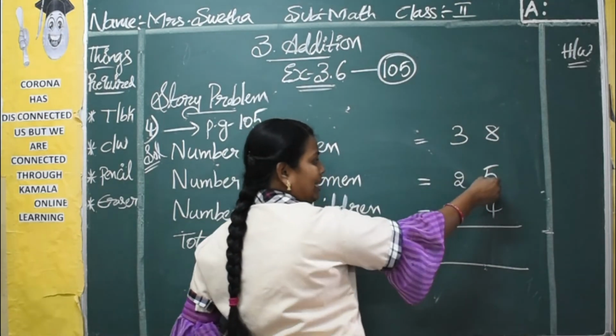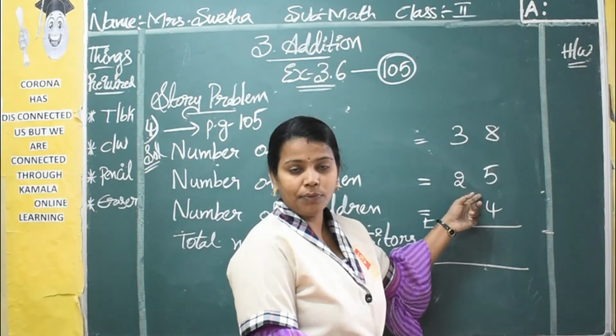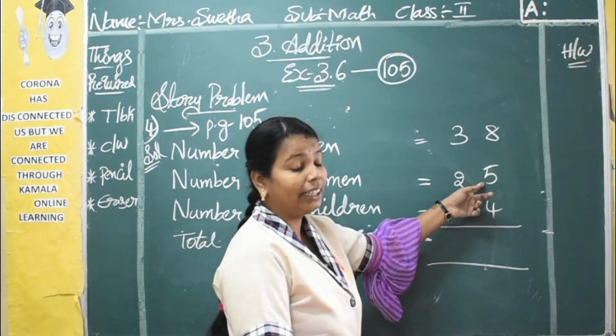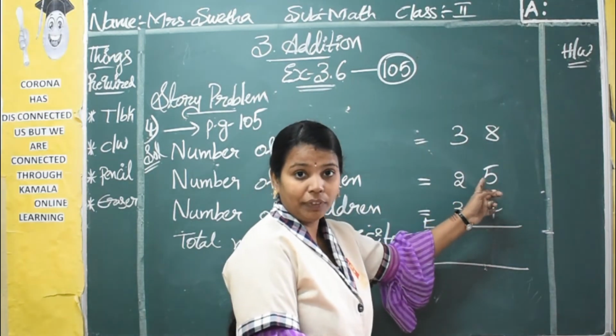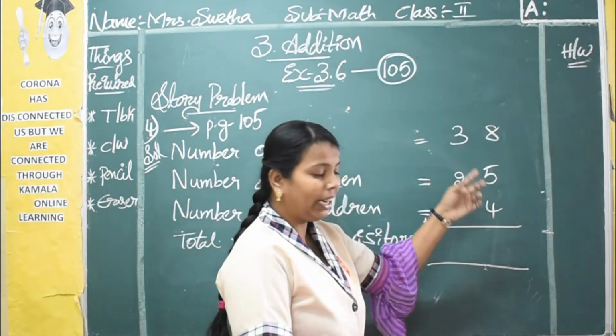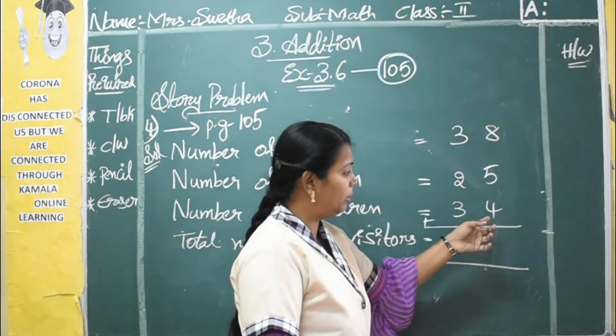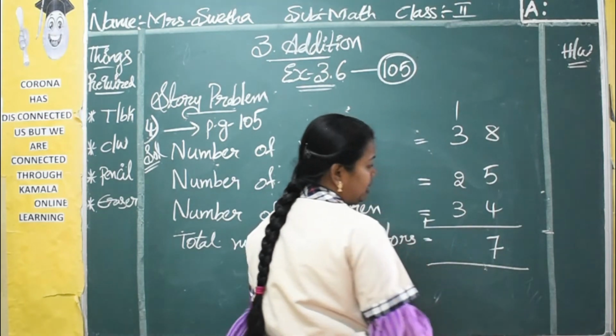Okay. See, 8 plus 5. All 3 numbers you have to add. So 8 plus 5, how much will you get? Yes. 8 in the mind you take and 5 on the fingers. So you will get 13. 13 again you take in the mind and 4 you count. So how much will you get? 17. So 1 is up and 7 is down.